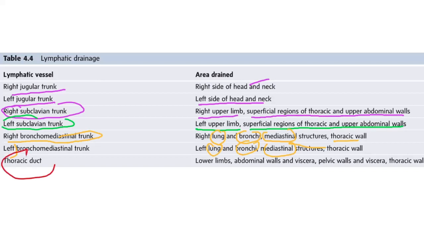And the thoracic duct drains the lower limbs, abdominal walls and viscera, pelvic walls and viscera, and thoracic wall. So you have to remember this. Below the diaphragm, all the lymph converges to, or drains into, the thoracic duct, which opens into the venous system.